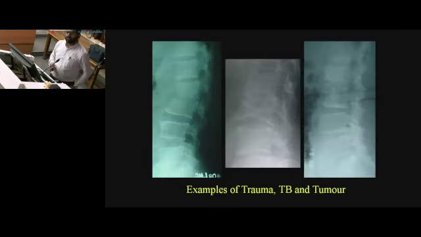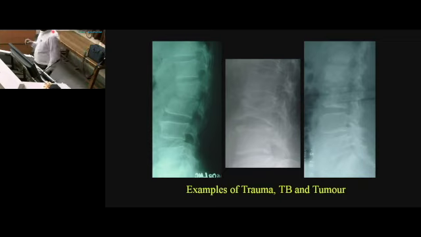This is another X-ray showing a vertebral body fracture over here. Some infective pathology in this. If you see the disc height, there is something happening in the intervertebral disc area, and both the bodies are also affected. Okay.